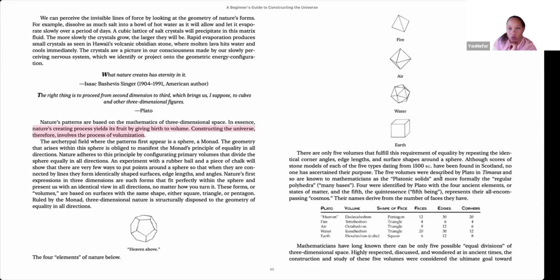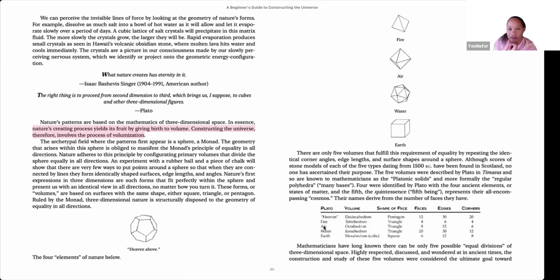The 5 volumes were described by Plato and Timaeus, and so are known to mathematicians as Platonic solids, and more formally the regular polyhedra. Four were identified by Plato with the 4 ancient elements or states of matter, and the 5th, the quintessence, being the fifth, represents their all-encompassing cosmos. Their names derive from the number of faces they have.